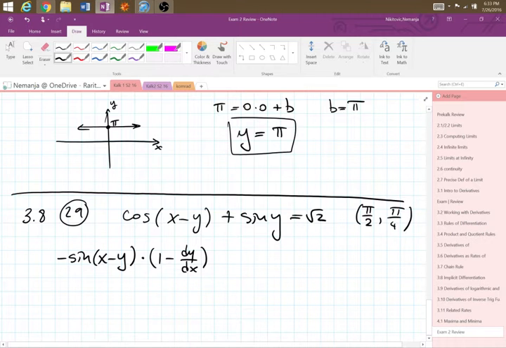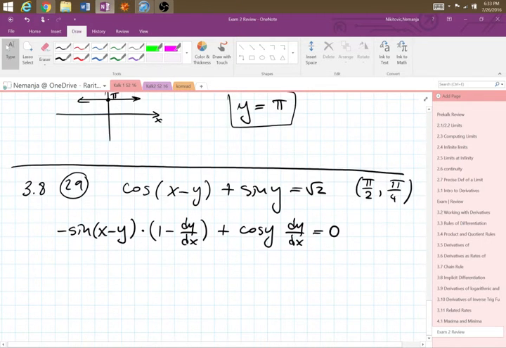Derivative of x with respect to x is 1. Derivative of y with respect to x is dy/dx. Plus derivative of sine y is cosine y. Again, we were taking the derivative of y, so dy/dx. Equals 0, the derivative of a number, square root of 2.